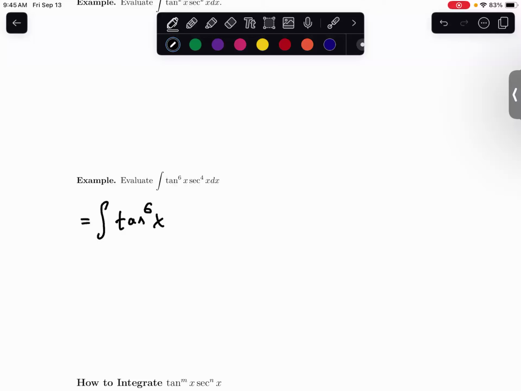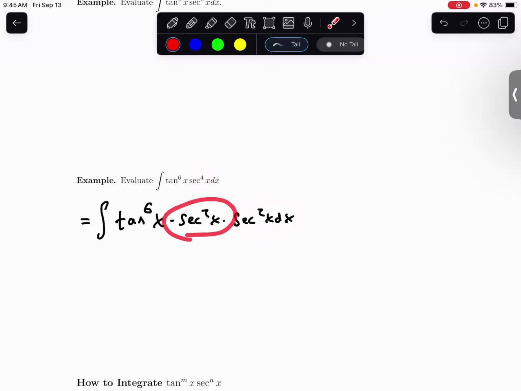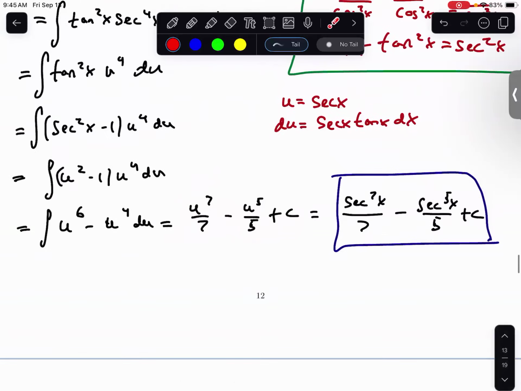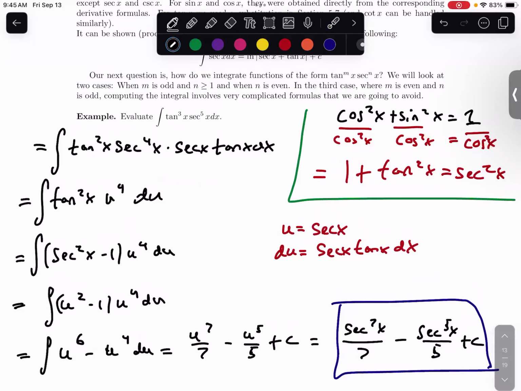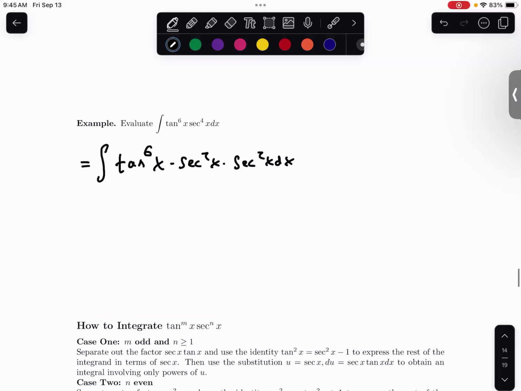We're going to rewrite it in the following way. So this is times secant squared of x times secant squared of x dx. We want to do this whenever we have an even power of secant, because now if we let u be tangent, the derivative will be secant squared. And we can write secant squared in terms of tangent via this reduction formula. Actually, let's write it like this.